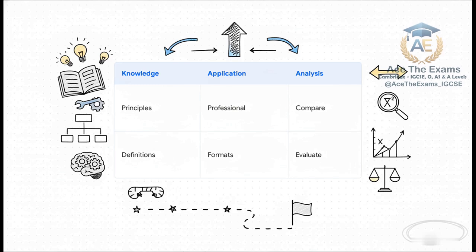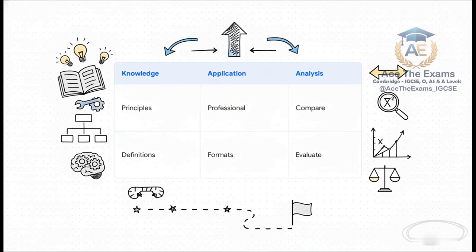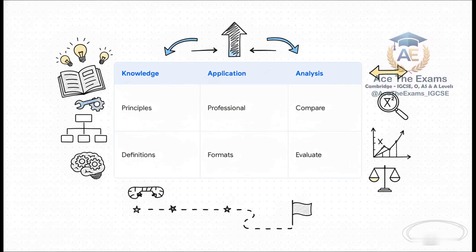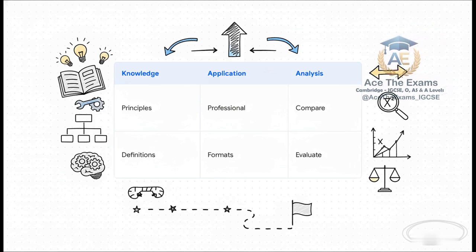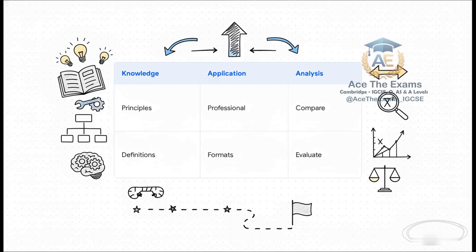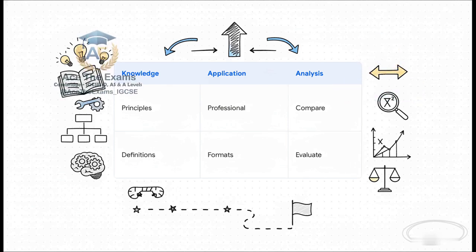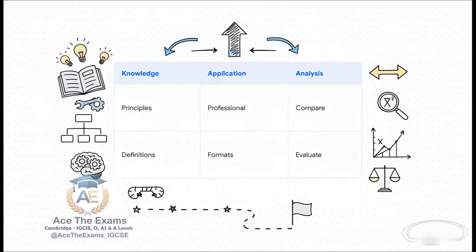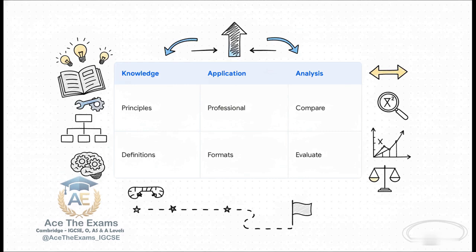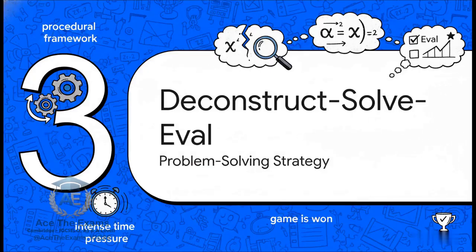Finally, you have to reach the cruising altitude of critical analysis. This higher-order assessment objective demands that you evaluate alternatives, compare different mathematical approaches, and prove your solution works within the given constraints. This vertical progression from basic recall to tactical execution to critical evaluation is literally your roadmap to capturing every single available method mark. If you get stuck at base altitude, you fail the maneuver. Vectoring into Section 3, the deconstruct, solve, evaluate method.